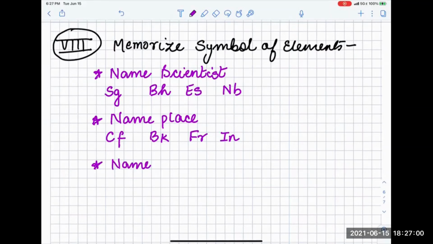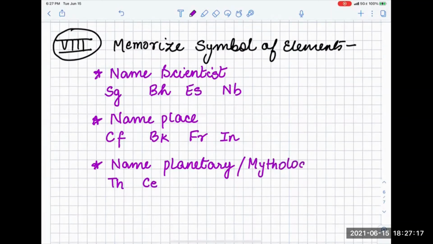Next is the names of some celestial objects, some planetary objects, like for example thorium, Th, cerium, or some mythology, coming from some mythology. So those names. And there is no hard and fast rule why it is Th and why it is something else. There's no rule for that. The elements just got their names, and now they have been put in some order. So this is cerium, for example. And then there is also Mendelevium.